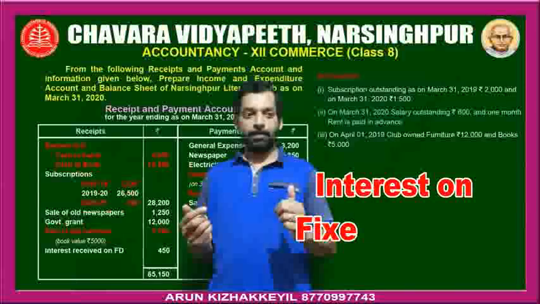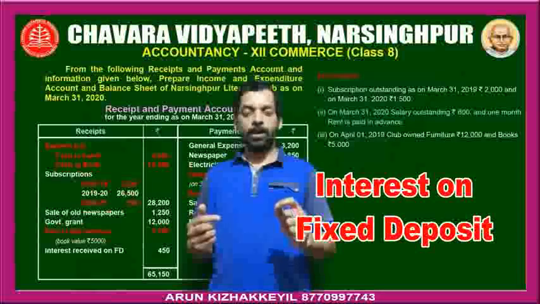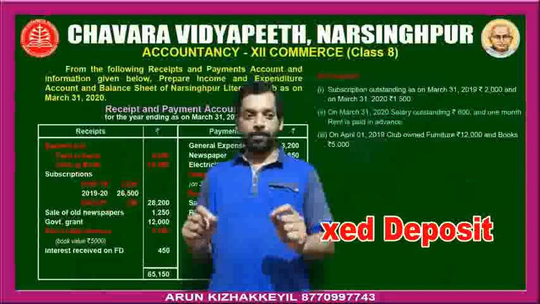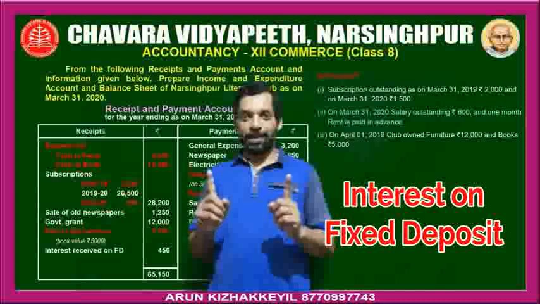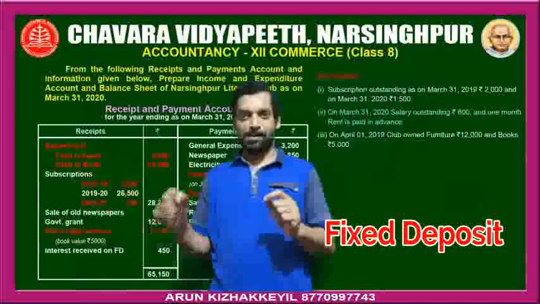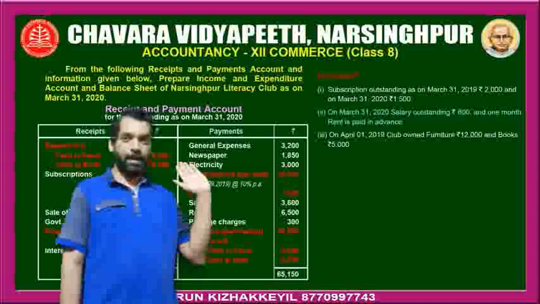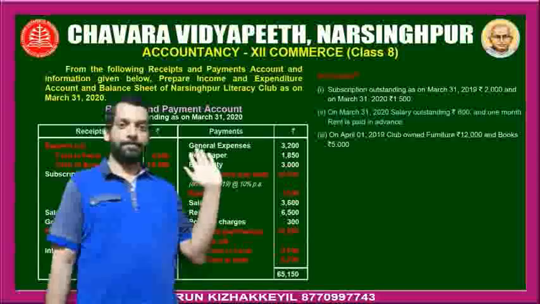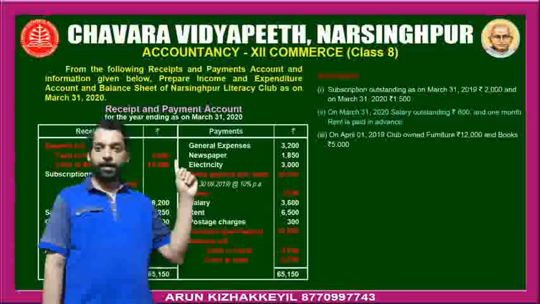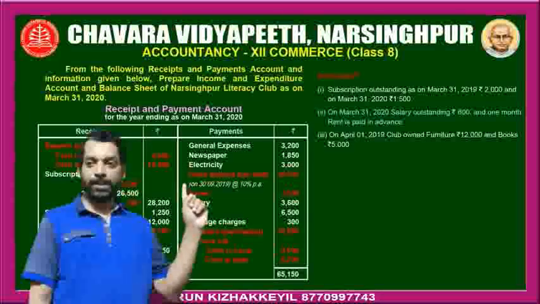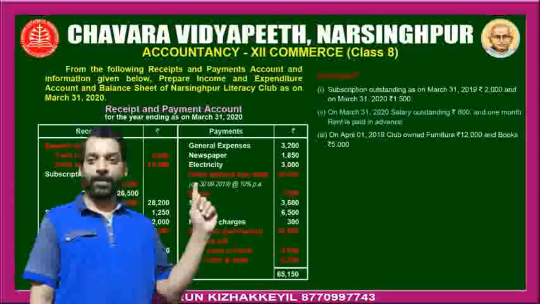The next item on the receipt side is interest received on FD. FD full form is fixed deposit, 450. Here again keep the amount 450 because there is one adjustment I will explain afterwards. Now come to the payment side, means credit side. First item is general expenses 3,200, newspaper 1,850, electricity 3,000, fixed deposit with bank 18,000, and bracket given when the deposit was made. At what rate of interest?